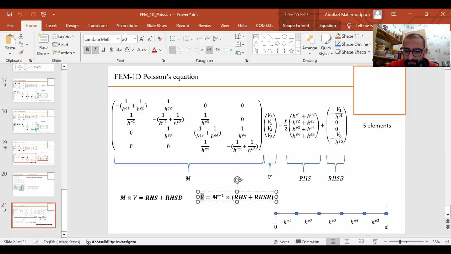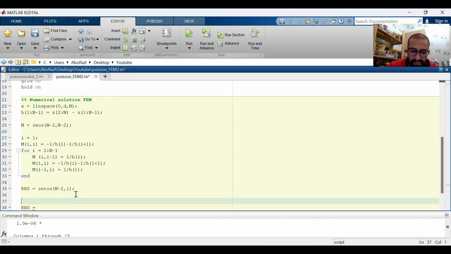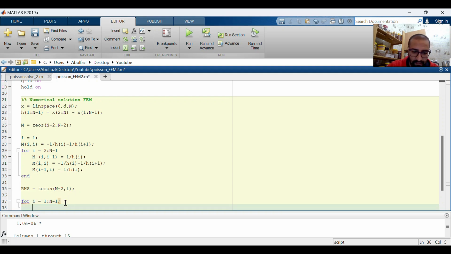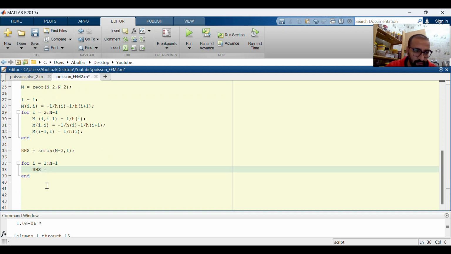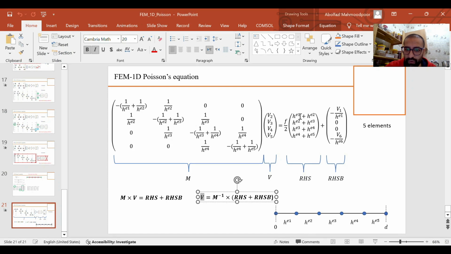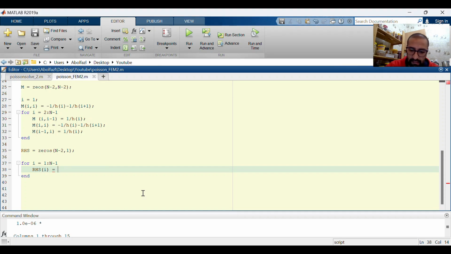Again, we need to define some loop. Therefore, I say that, okay, for I from 1 up to n minus 1, yes. n, okay, and the right hand side 1, right hand side I, control X, control V. Okay, the first right hand side should be what? It is nothing but f over 2 h1 plus h2. It means that it should be half times f times what? hi plus hi plus 1. And it creates right hand side matrix for us.